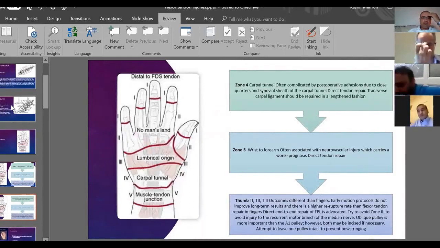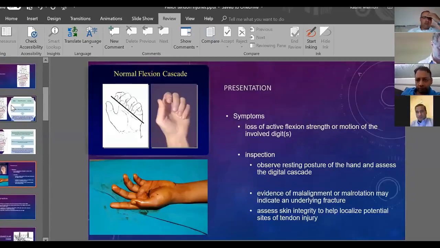The thumb is divided into 3 zones, 1, 2, and 3. So whenever a patient presents to you with flexor tendon injuries, usually they present with a loss of active flexion, either strength or motion of the involved digit.